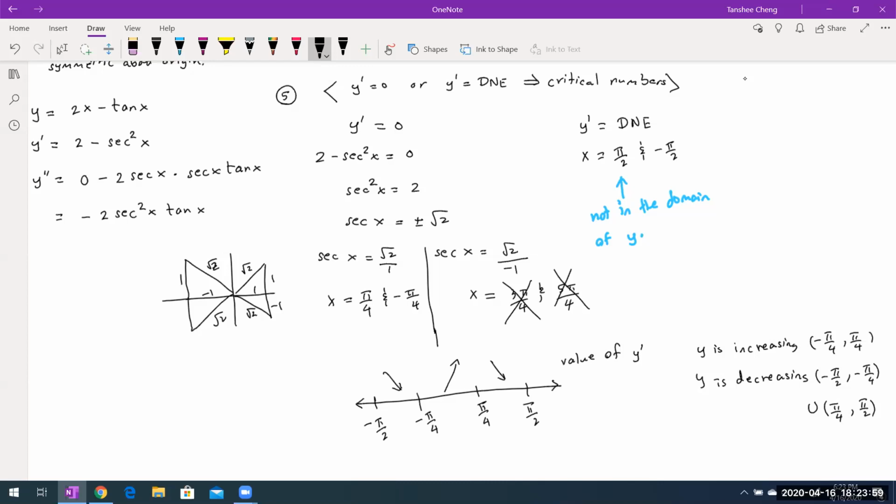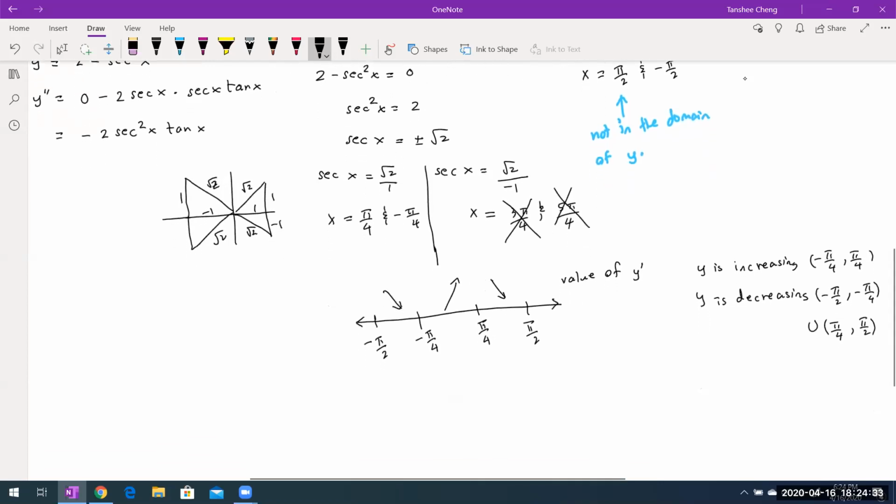The first derivative value. So that gives us decreasing between negative pi over 2 and negative pi over 4, and between pi over 4 and pi over 2, and then increasing on the interval of negative pi over 4 to pi over 4. So that's how we got the increasing and decreasing of this function. And from here, we can clearly see where our local maximum and local minimum are going to be.